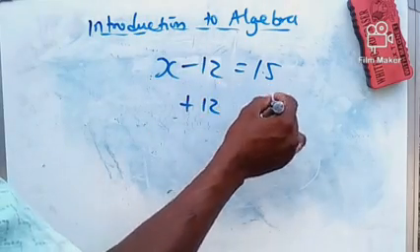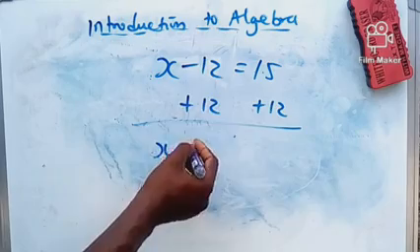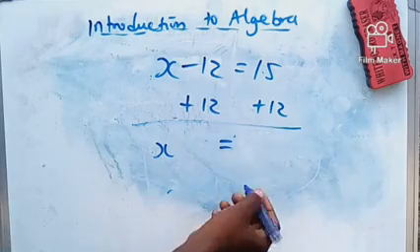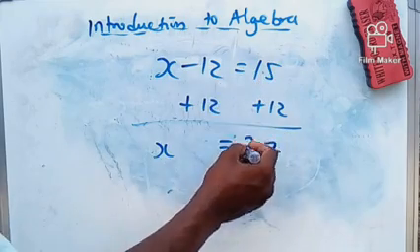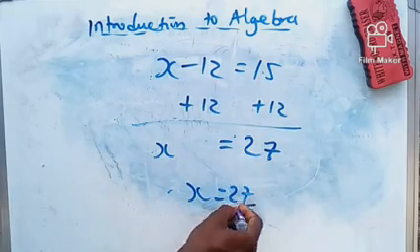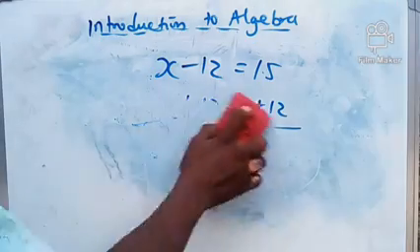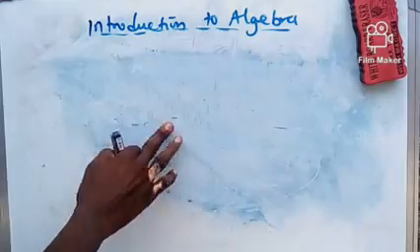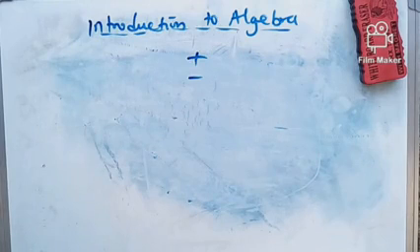So this is going to be plus 12, plus 12. So let's bring down x. Minus 12 plus 12 will give you 0, so you don't need to write that down. Just bring down the equality. 15 plus 12 is what? Let's add: 5 plus 2 is 7, 1 plus 1 is 2. So x is equal to 27. And that is the answer. Pretty simple. Now let's try out problems where these variables are bound together by addition and subtraction. Like I've told you, we are still on linear algebraic equations.